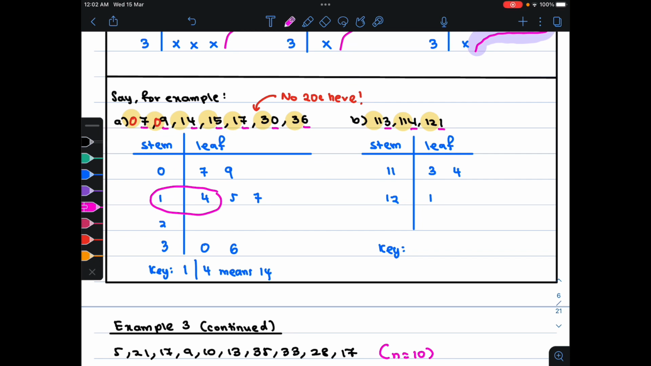Let's say I want to try and read this data. So here you have 11 vertical bar 3. And this one right here means the data which is 113. So now I know that this 11 here means 110. Therefore, this will give you 110 plus 3, which is 113.